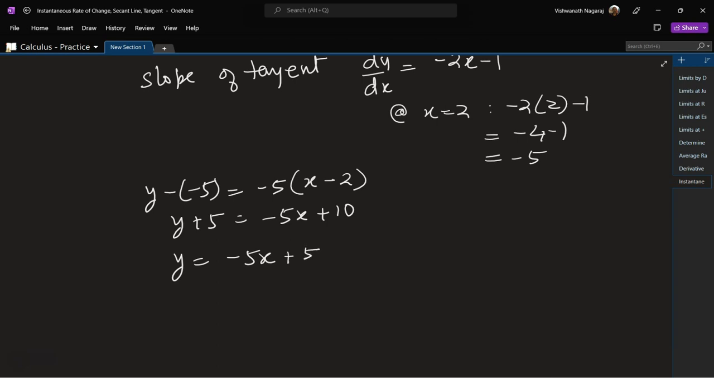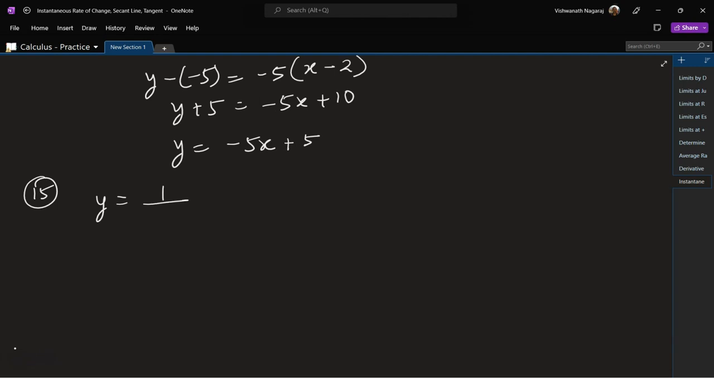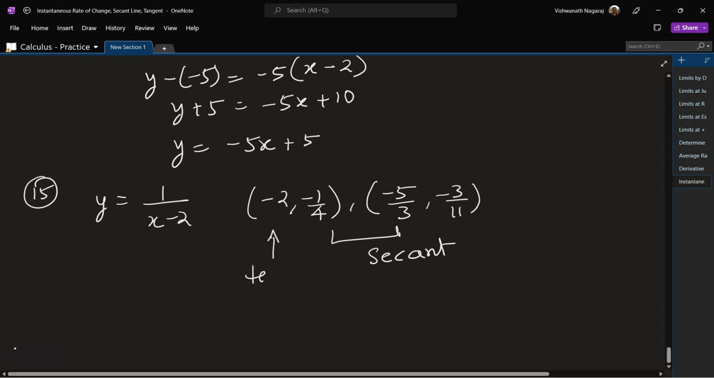So that is the equation of the tangent line. Now let's do the 15th one. y is equal to 1 by x minus 2. The points given are (-2, -1/4) and (-5/3, -3/11). We have to figure out the secant line and the tangent line at this point.